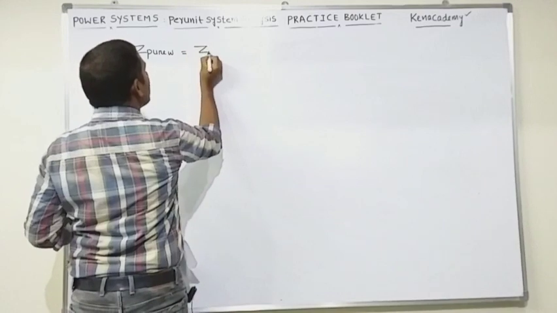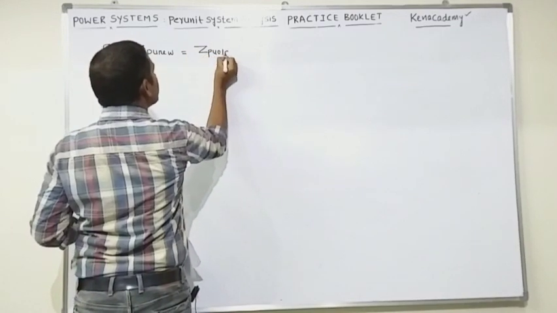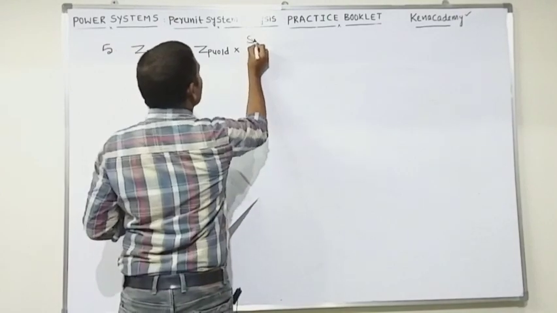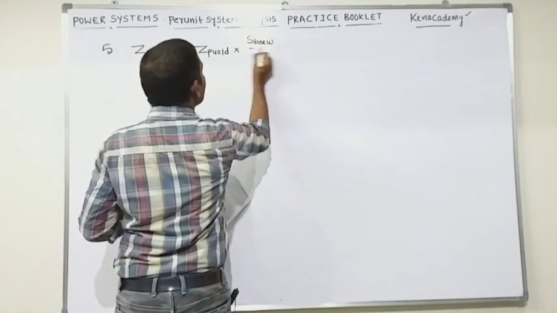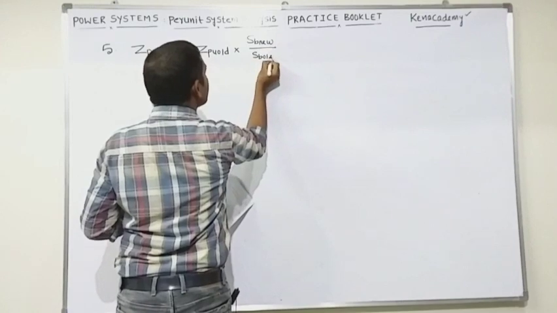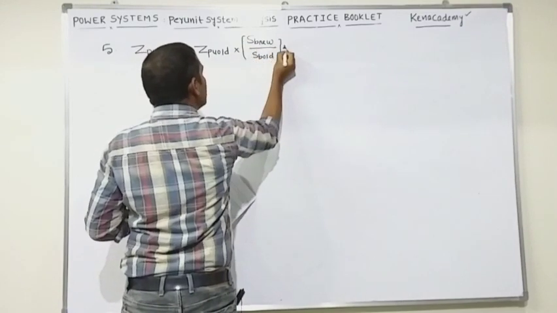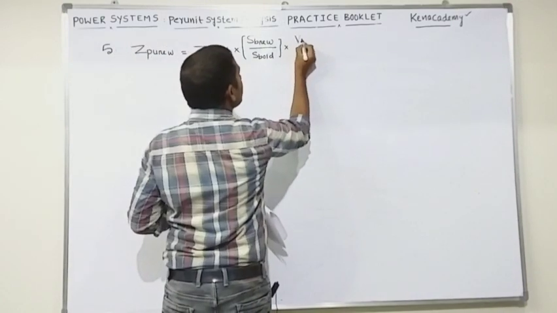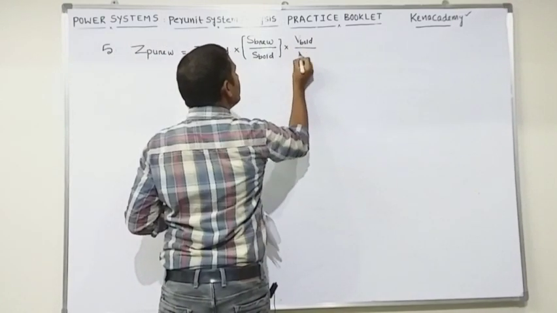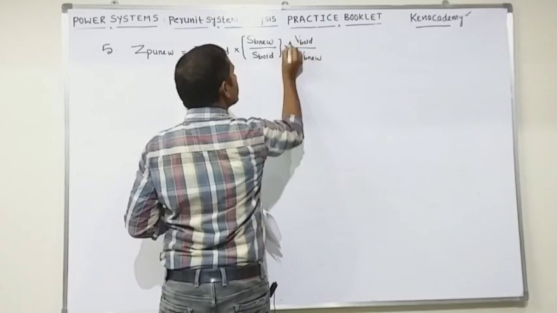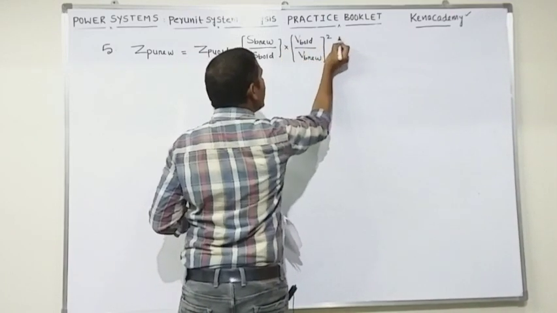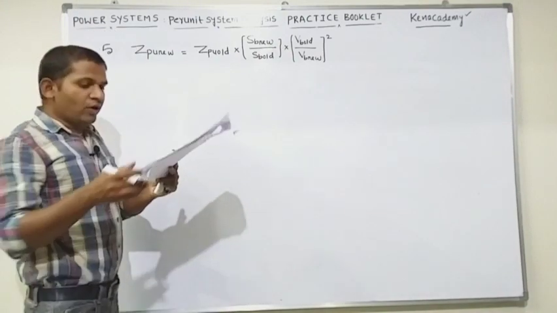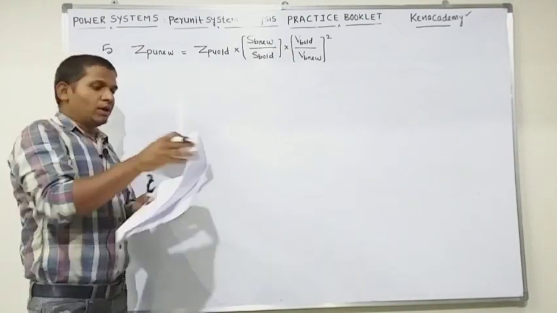Z per unit new equal to Z per unit old into, the notation is given, SB new by SB old into, the notation for voltage is given VB, that is VB old by VB new whole square. This is the answer. Just the formula is asked. Concentrate, this question number 5 answer is just a direct formula.